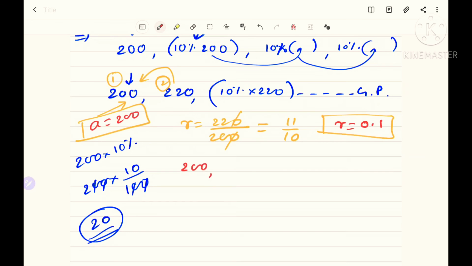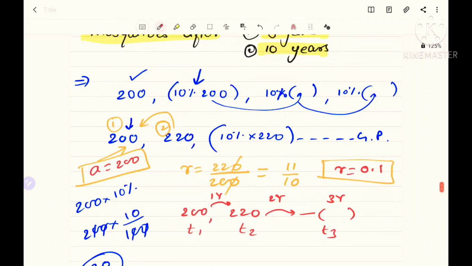They started with 200 mosquitoes. Then after 1 year, it reaches 220. Then after 2 years, it will reach something. Then after 3 years, it will reach something. So this is the process which is happening. So this is the first term, this is the second term, this one will be the third term. Right. Now try to understand.